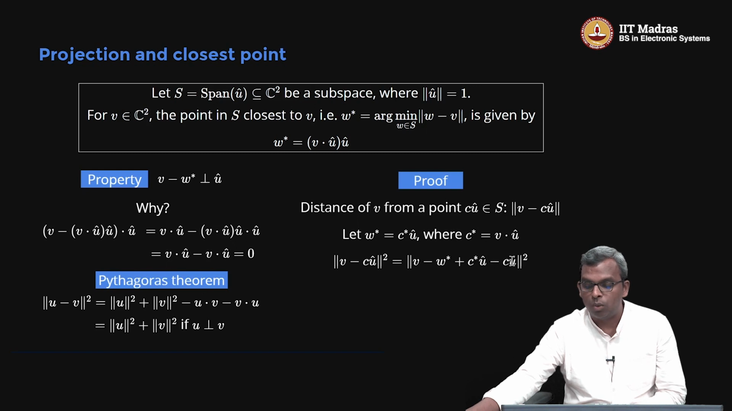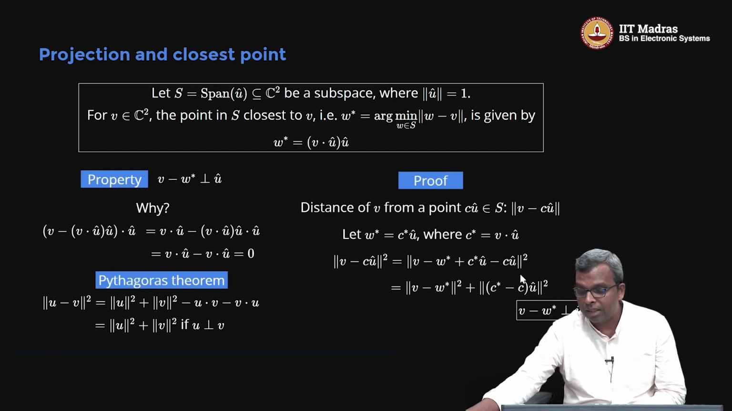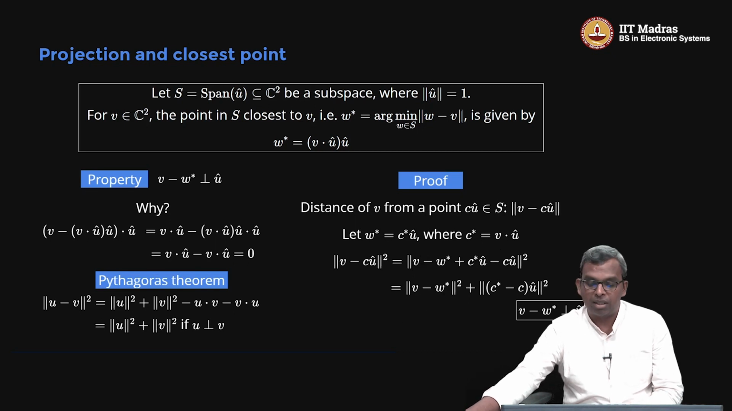So I subtract W star, then I add it back again, and I get C star U cap minus C U cap. Now I use this general Pythagoras theorem idea, and this will become norm V minus W star squared plus this guy. What is this guy? C star minus C U cap squared. What happened to the dot products U dot V, V dot U, those terms? Because V minus W star is perpendicular to U cap, the dot product will not show up. The Pythagoras theorem will apply and you will get just this plus this.